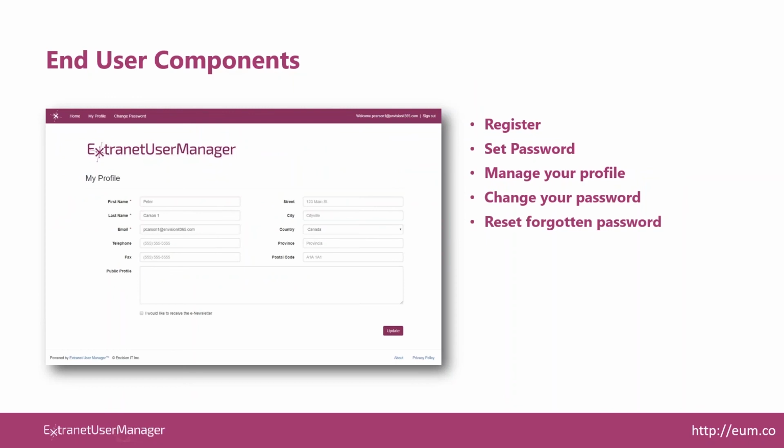So there's two sides to our product. There's what we call the end user components and the admin components. The end user components are what your external users are going to see. So it starts with your registration, your profile page, setting your password, changing or resetting a forgotten password, are all end user components through there. So we provide a portal, or you can actually embed these components right into your site. You could embed them into your SharePoint site or into your custom application.